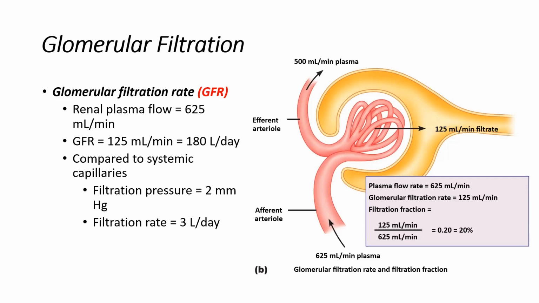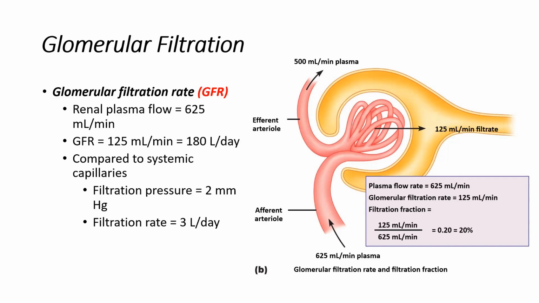So let's talk about some other factors that are at play in terms of filtration. And we can speak about things like our filtration fraction. So in order to think about filtration fraction, we first have to describe the renal plasma flow and then the GFR. So the renal plasma flow is about 625 milliliters per minute.